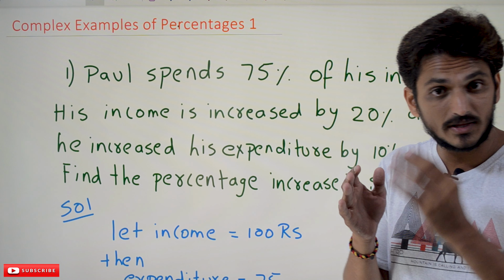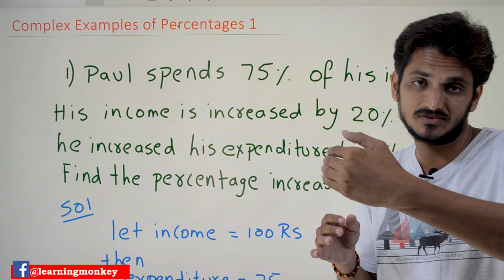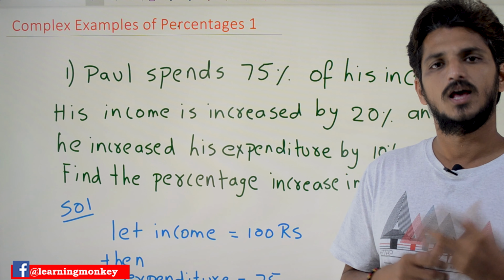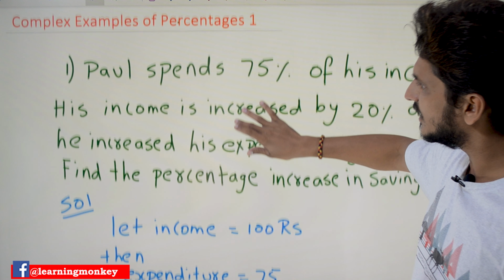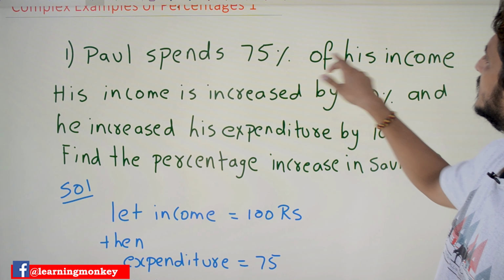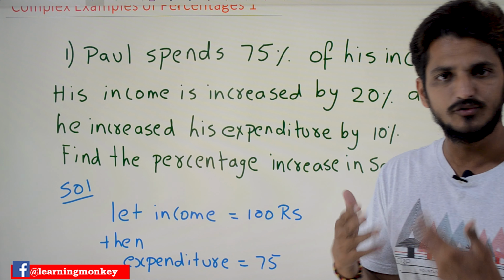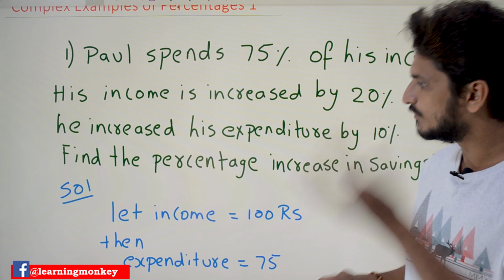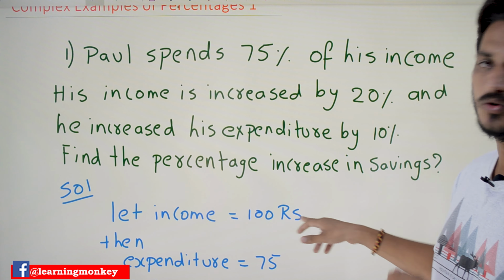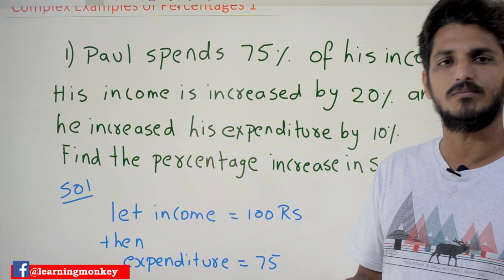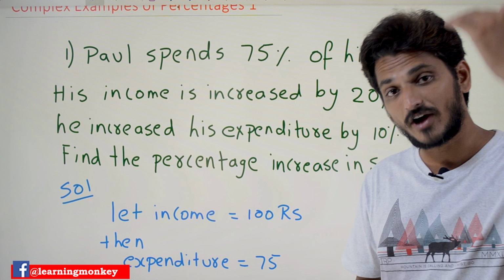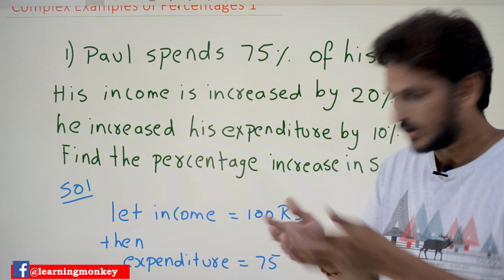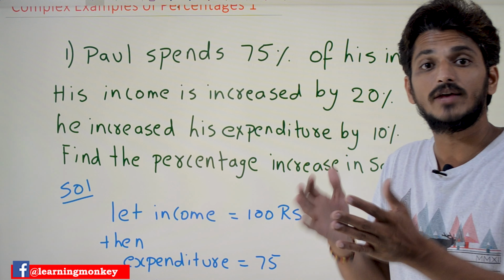You need to identify the percentage increase in savings. Whenever these type of questions, percentage increase, percentage decrease and like that. See here, Paul spent 75% of his income. Did they give you what's the income? No, they did not mention what's the income. We can blindly take it as let income is equal to 100 rupees. You can take any income because ultimately in the final we are going to identify percentage increase. Whatever the income you consider, it won't affect the percentage.